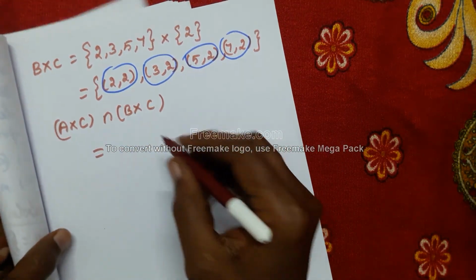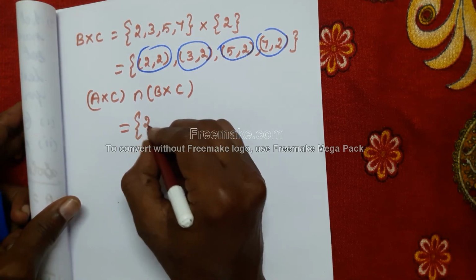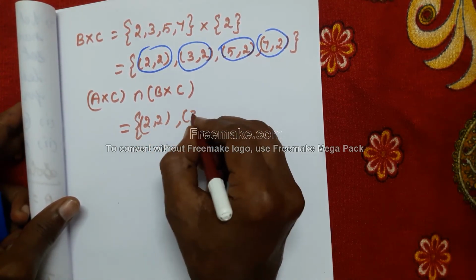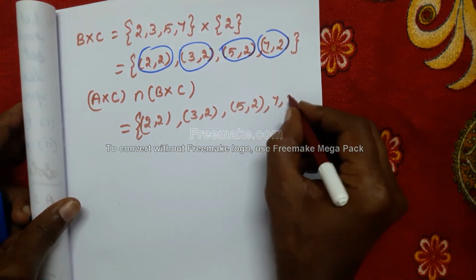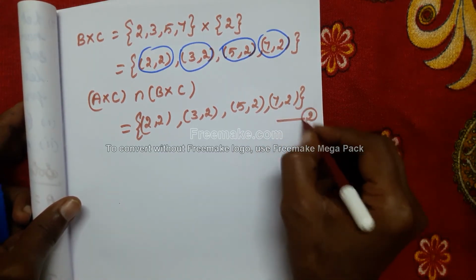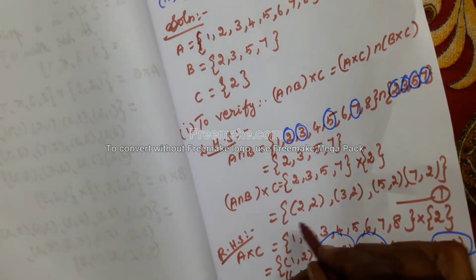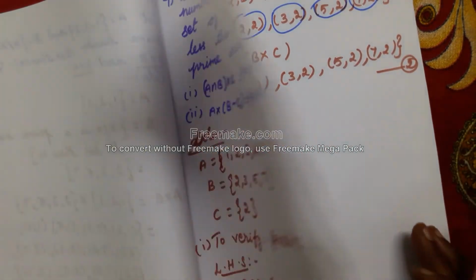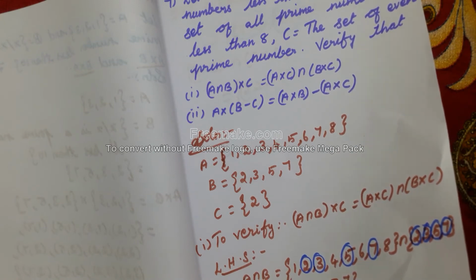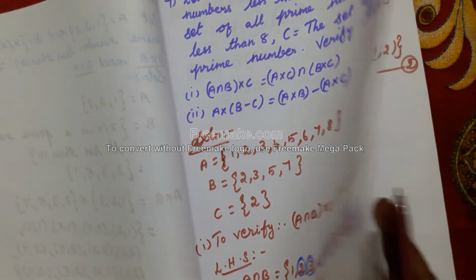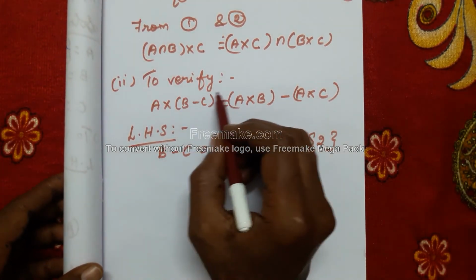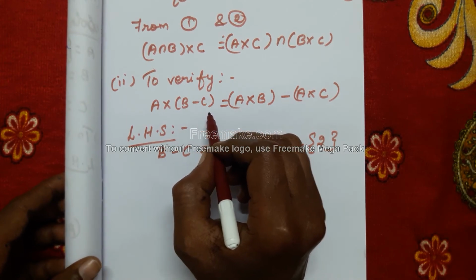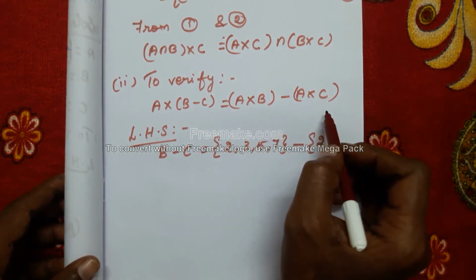So we can write, what are they? (2,2), (3,2), (5,2), (7,2). It is equation 2. Here equation 1 and equation 2 both are equal. So A intersection B cross C is equal to A cross C intersection B cross C. Now the second one. To verify A cross B difference C is equal to A cross B difference A cross C.